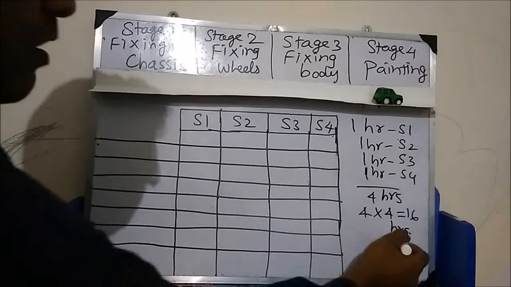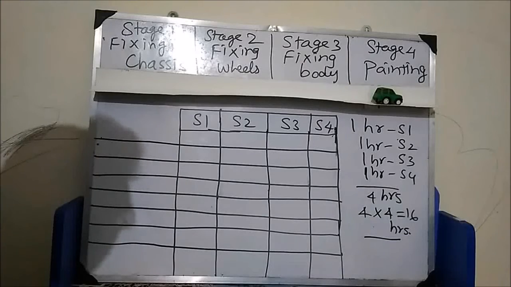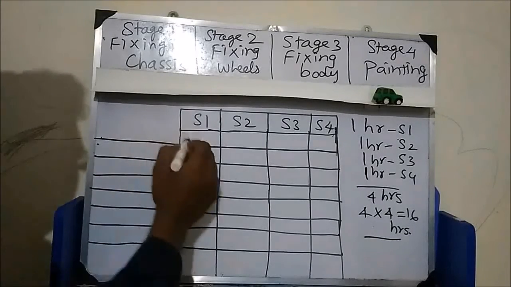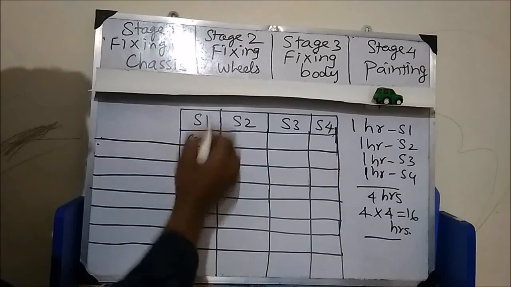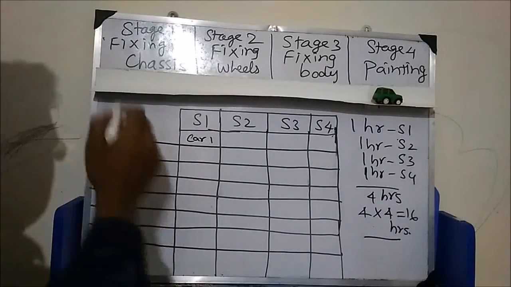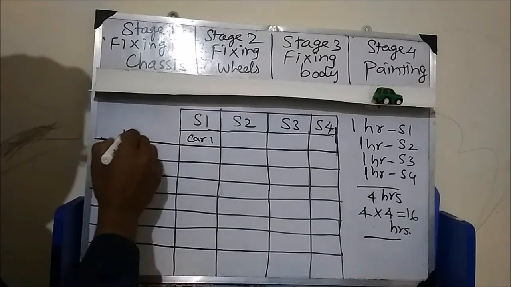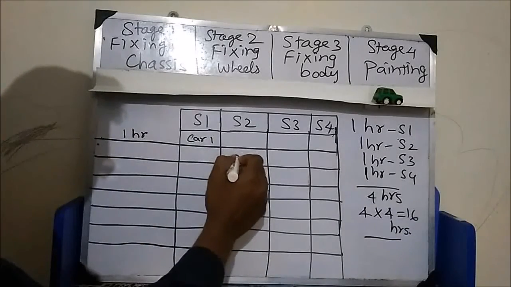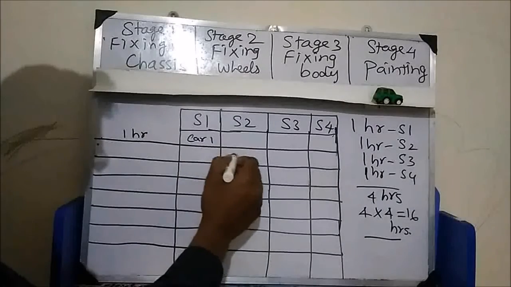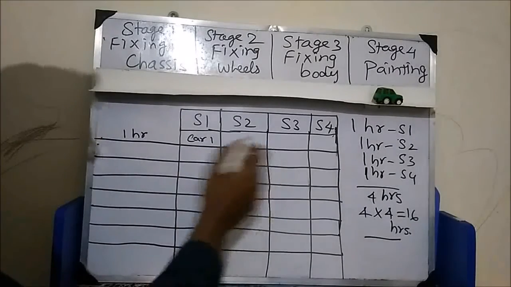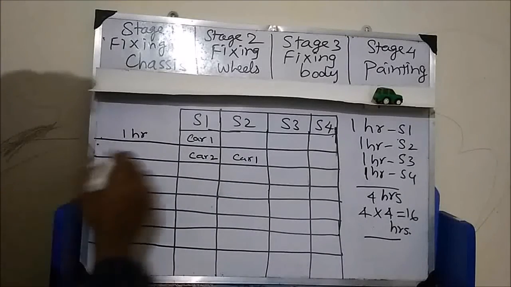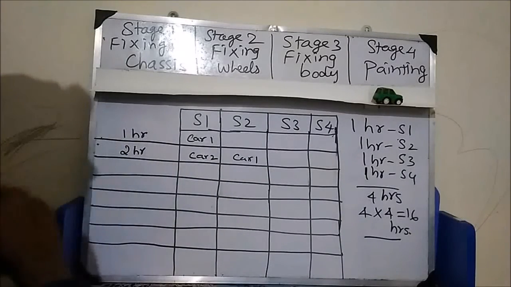Now let's see how much time it requires when I use the pipelining technique. Now imagine car 1 is entering the first stage, and it will complete within 1 hour. Then when the second car comes in, car 1 moves to the second stage, then a new car enters the first stage. This is the second hour.